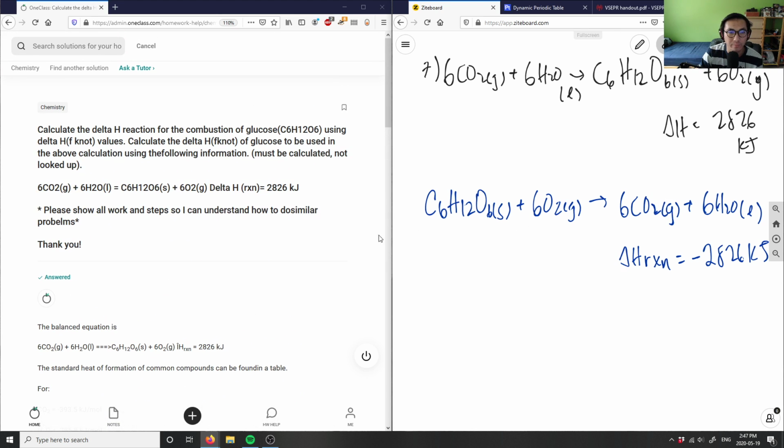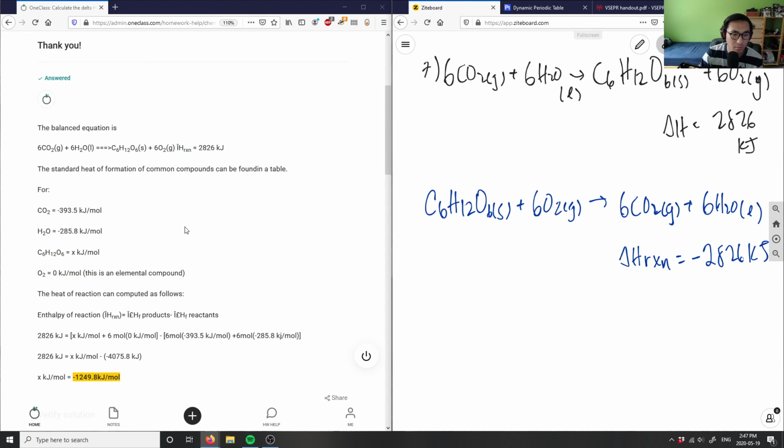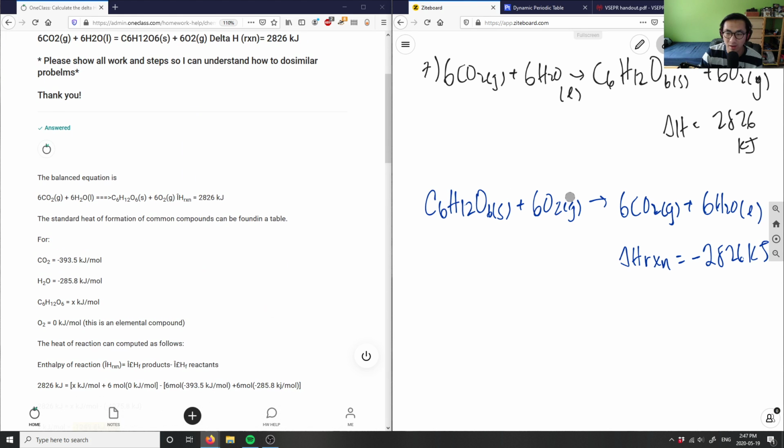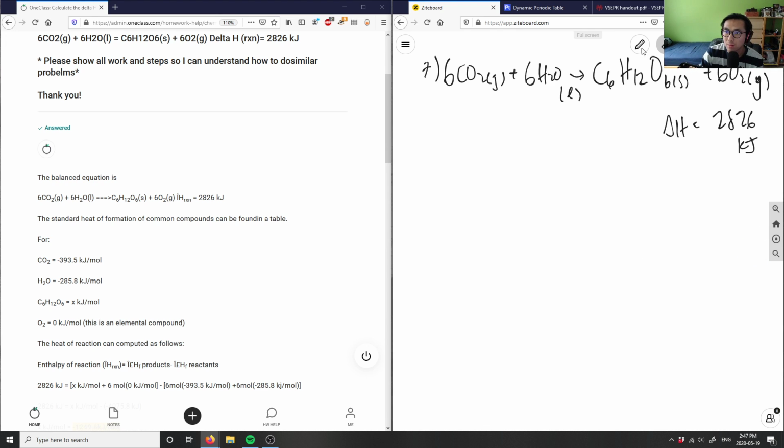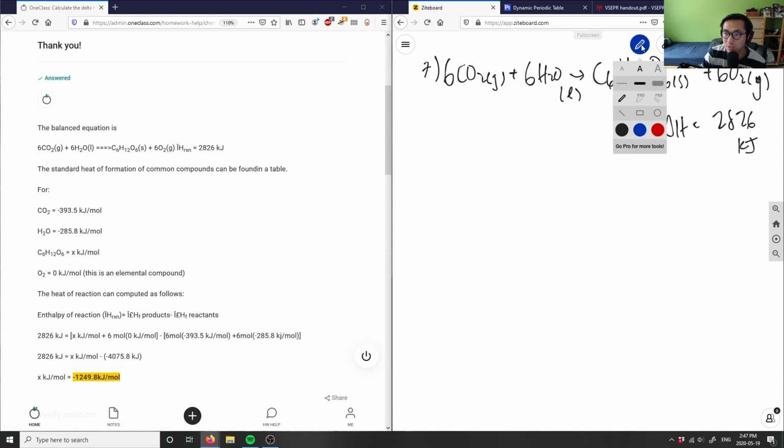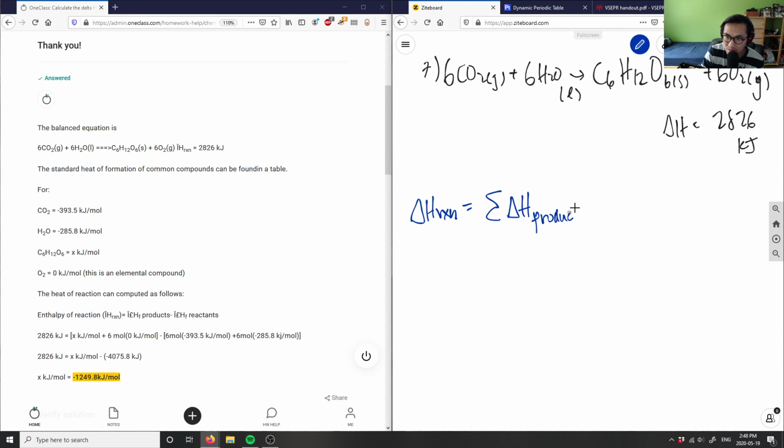So I guess I don't have to flip this equation because it says calculate delta H F naught of glucose, not the heat of reaction. So I actually don't need the reverse reaction here. I thought they wanted the delta H of reaction. So I basically use Hess's law, which states that delta H of reaction equals the sum of delta H of our products minus the sum of all delta H's of our reactants.